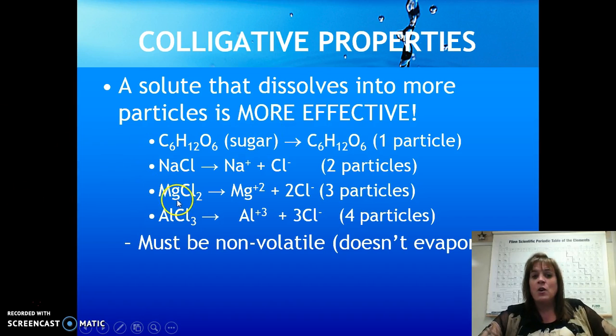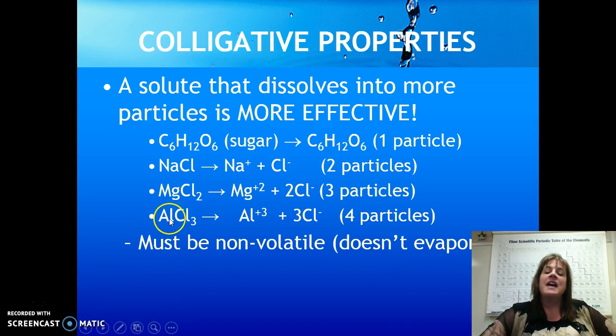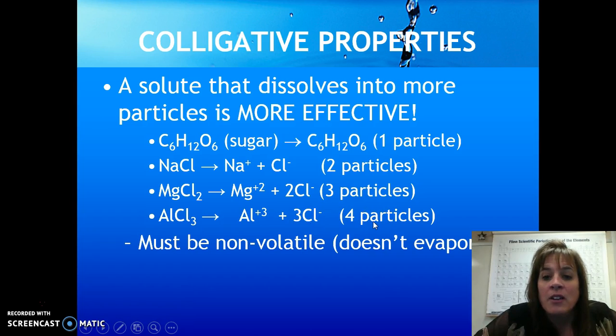More effective, though, would be magnesium chloride, because when this dissolves, I get one magnesium and two chlorines, right? So that's 3 particles, so more effective than sodium chloride, which is more effective than sugar. And aluminum chloride here, another ionic compound, so when it dissolves, it breaks into 1 piece of aluminum and 3 pieces of chlorine. Total of 4 particles. Wow, that must be really effective.